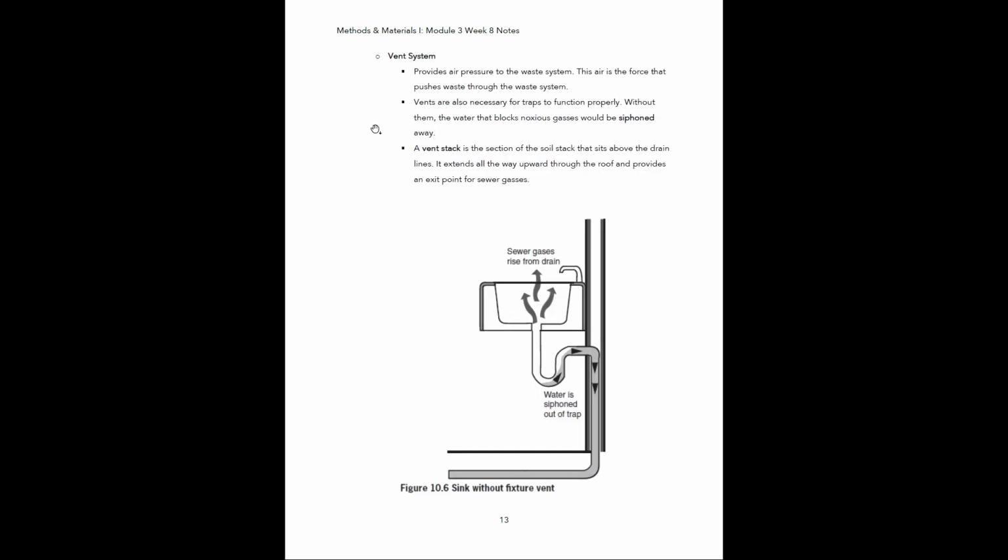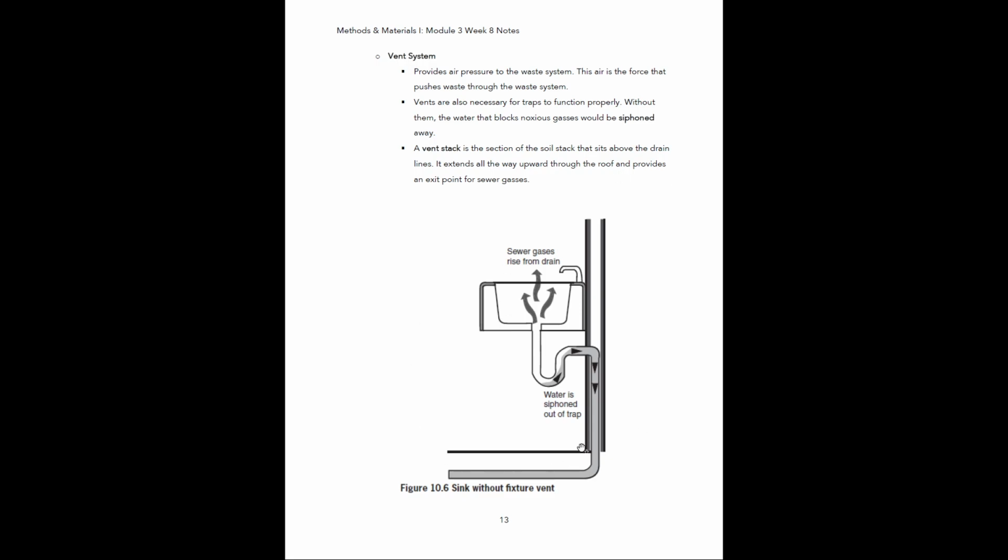All right, so lastly, we have the vent system. The purpose of the vent system is to provide air pressure to the waste system. This air is the actual force that pushes waste through the waste system. If we did not have a vent system, our waste system would not work at all. If we tried to flush the toilet, it just would not work, and nothing would exit the building through the waste system.